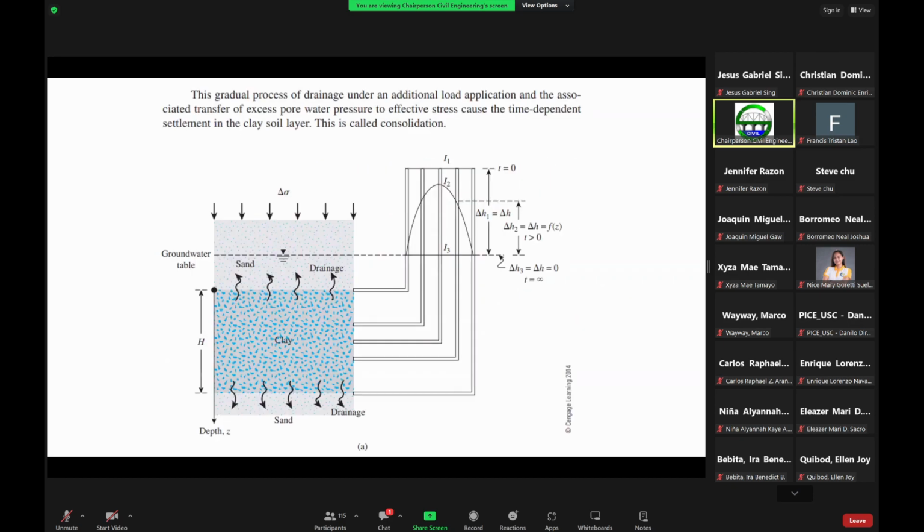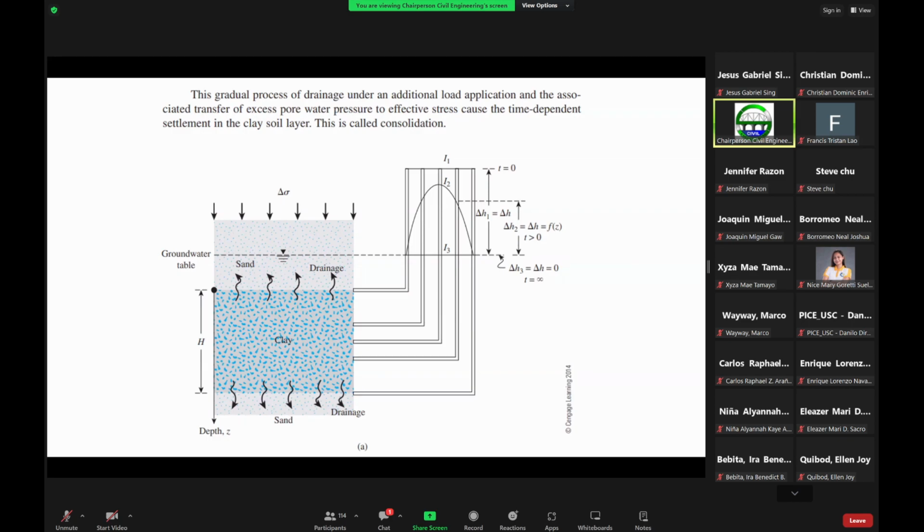So this gradual process of drainage under an additional load application and the associated transfer of excess pore water pressure to effective stress would cause the time dependent settlement in the clay soil layer, which is what we call consolidation. And the effect of that is consolidation settlement. The same as what you see here in this figure. I just took this from your book. Don't worry about this. If you have your book, it's just the same figure.